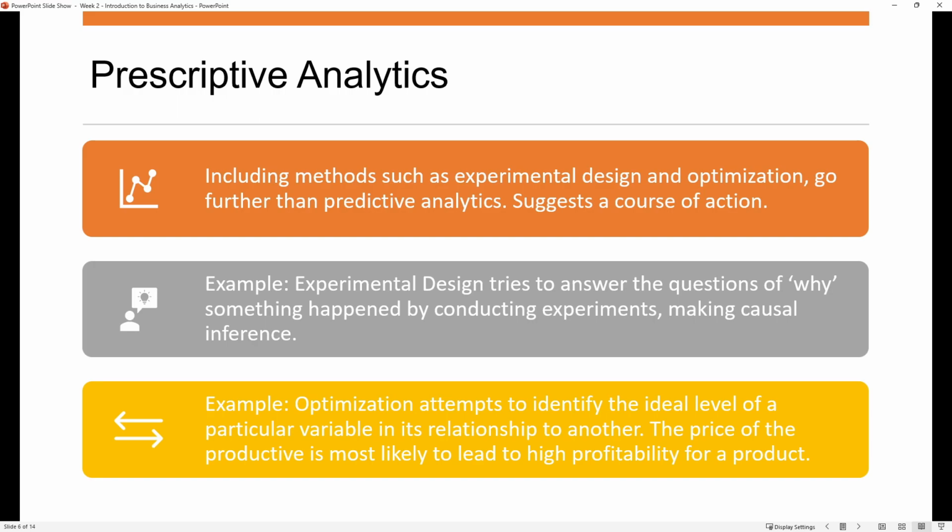An example of this would be using an experimental design to try to answer the question of why something happened by conducting an experiment and making a causal inference. Optimization is another example of this, as it attempts to identify the ideal level of a particular variable and its relationship to another. For example, the price of the product that is most likely to lead to high profitability. Techniques like linear programming and integer programming come in handy when conducting optimization.